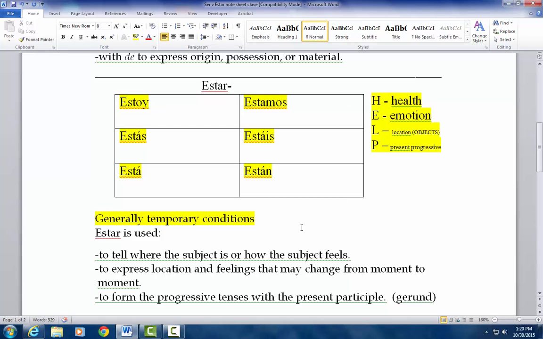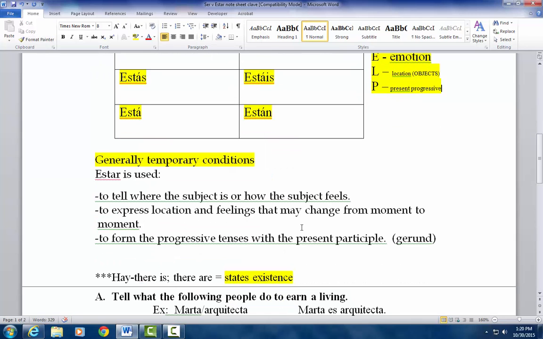Please add this line that ESTAR is used generally for temporary conditions. Okay. We use it to tell where the subject is or how the subject feels. To express location, again, of objects and feelings that may change from moment to moment. And the progressives with what we call the gerund. But like I said, we'll come to that another time.